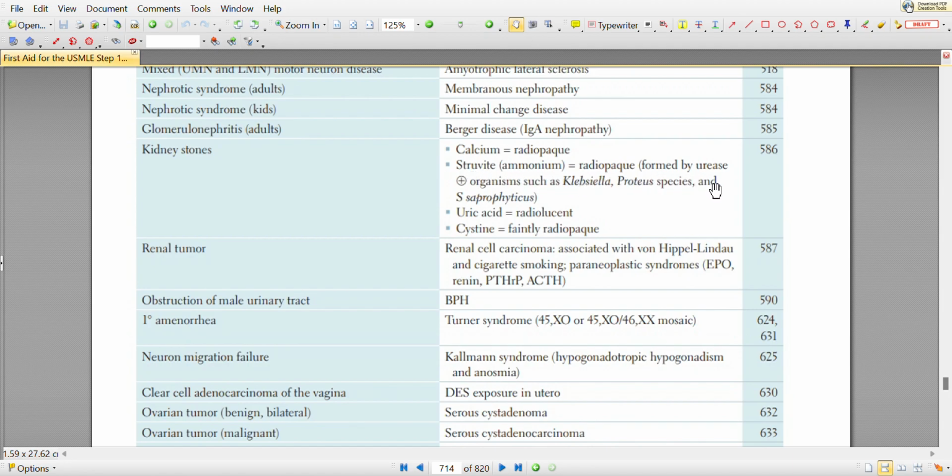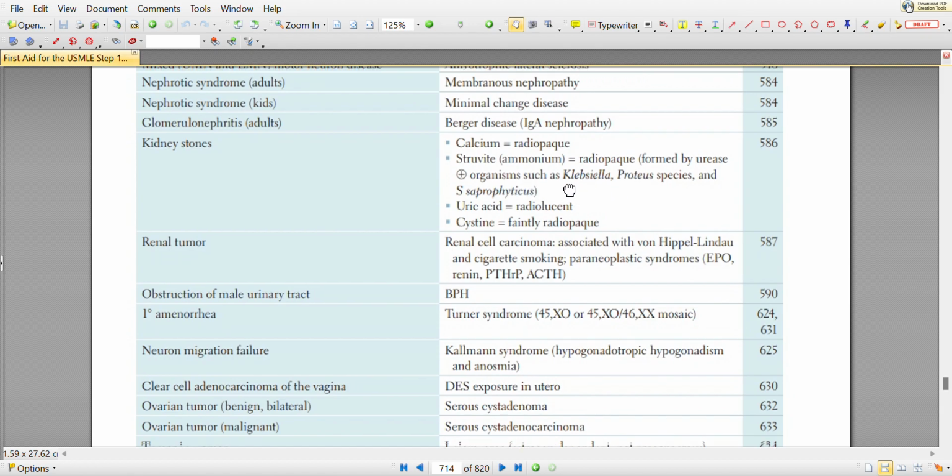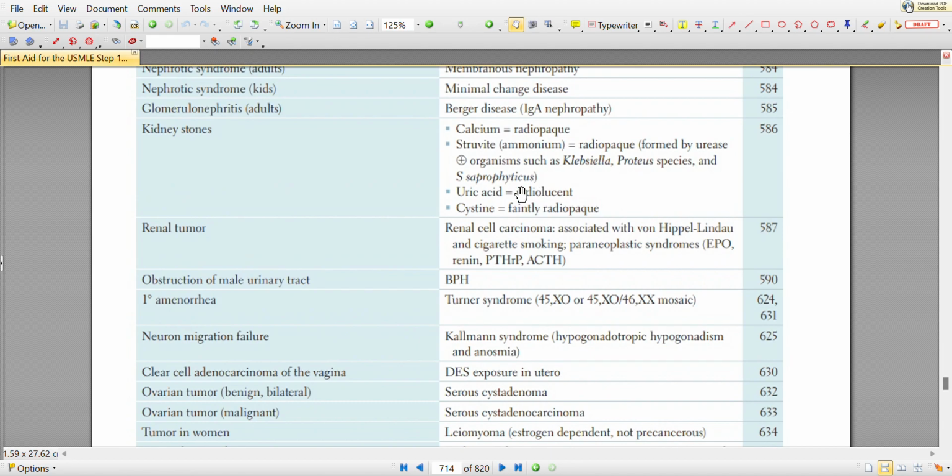Radio-opaque, formed by urease-positive organisms such as Klebsiella, Proteus species, and S. saprophyticus. So a struvite stone is caused by an infection with these bacteria. If the kidney stone is uric acid, it is radiolucent, and if the kidney stone is composed of cystine, that is faintly radio-opaque. Cystine, faintly radio-opaque; uric acid, radiolucent; struvite, radio-opaque; calcium, radio-opaque.